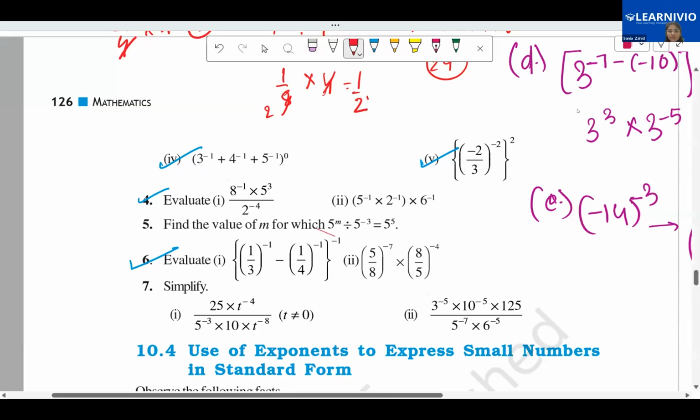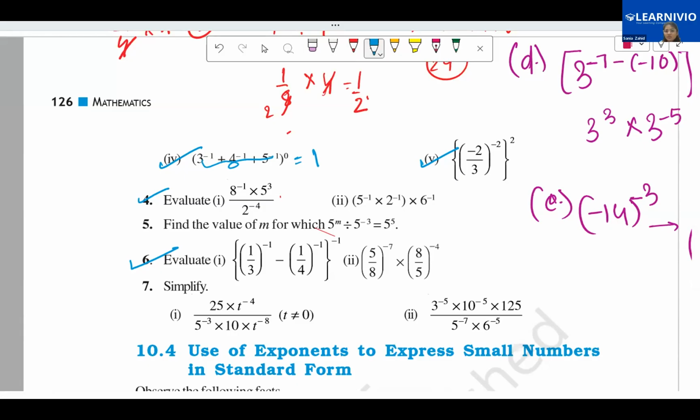Okay, so children, here, what is the first question? The first question says 3 to the power minus 1 plus 4 to the power minus 1 plus 5 to the power minus 1, the whole to the power 0. Now, whatever your answer is inside the bracket, it has a power 0. So your answer becomes 1. You don't have to solve anything. Whatever your answer is inside the bracket, the whole power is 0 only. And we know whenever the whole power is 0, it does not matter what the base is.